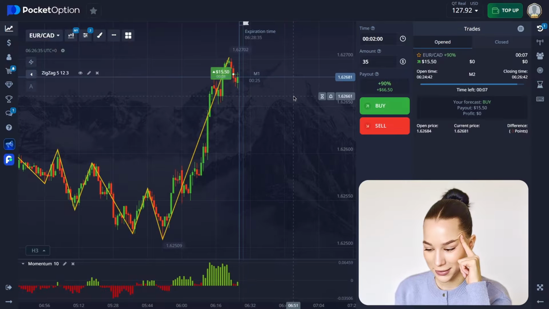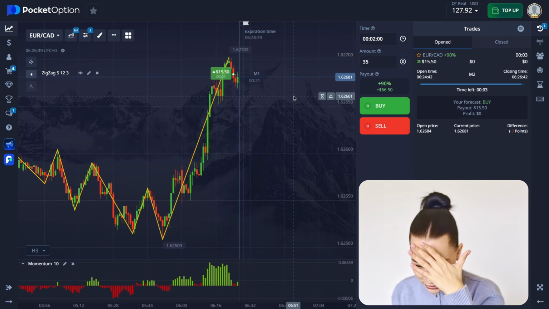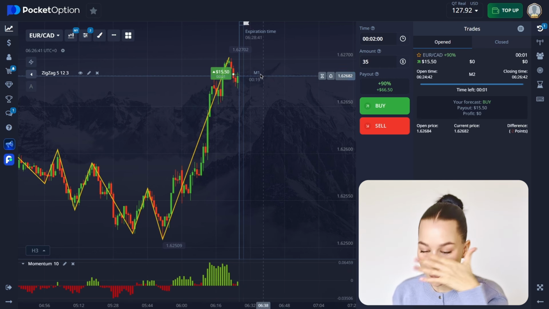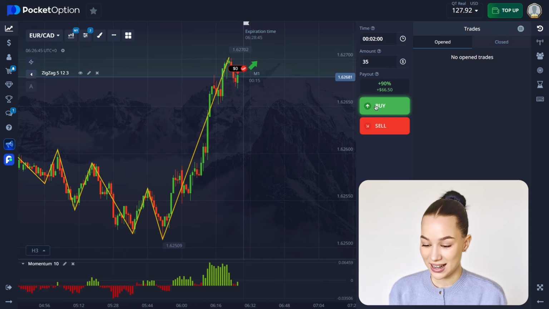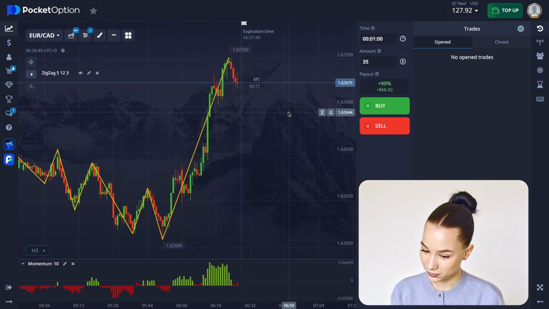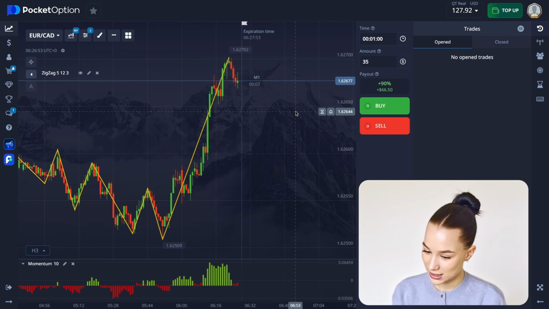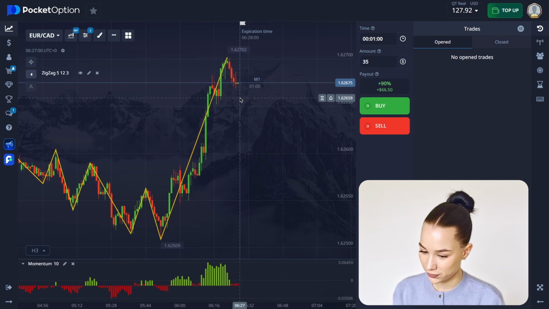So guys, now we have just 5 seconds till the end. It's so close, there are 3 points. Oh my god. Oh my god, no, we didn't close the trade. So let's change our time to 1 minute. Let's wait for the next candle to appear on the chart. Just 3 seconds till the new candle.